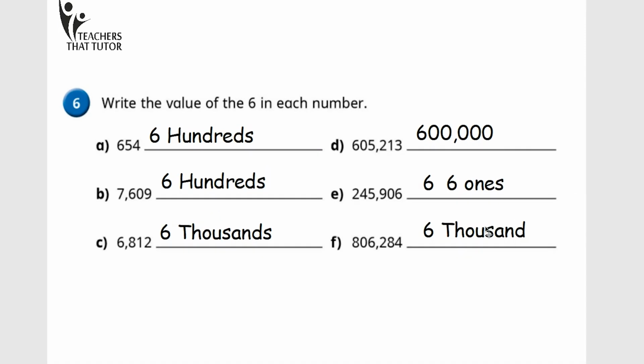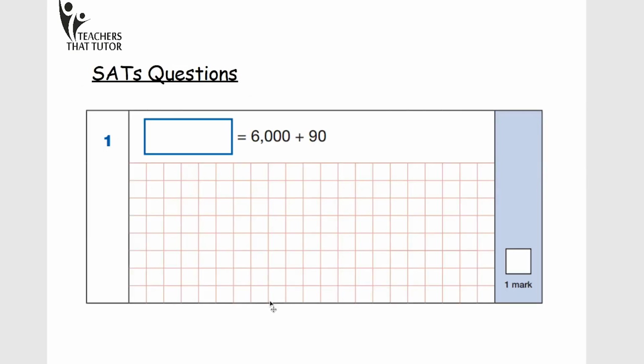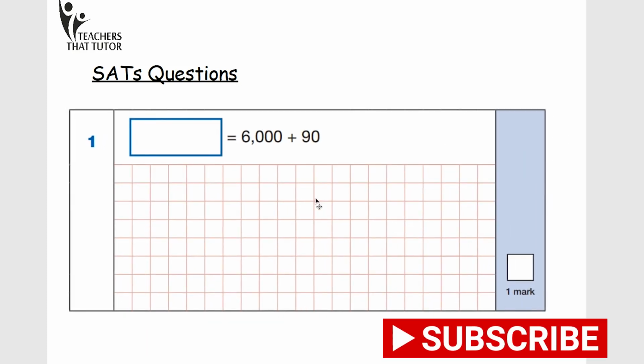Okay, so that's just a different variation on these place value questions, but the understanding is still the same. Being able to recognize where the digits appear and what the value of each of those digits would be, depending on the column that they're appearing in. Okay, so how does this apply to the SATs? How will the children be assessed on these types of questions?